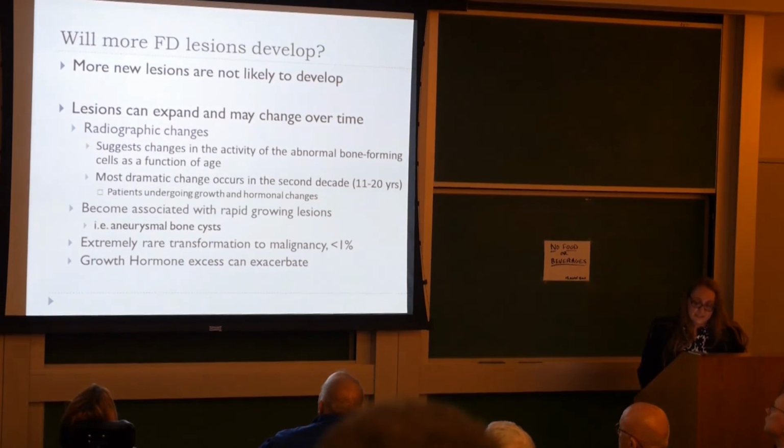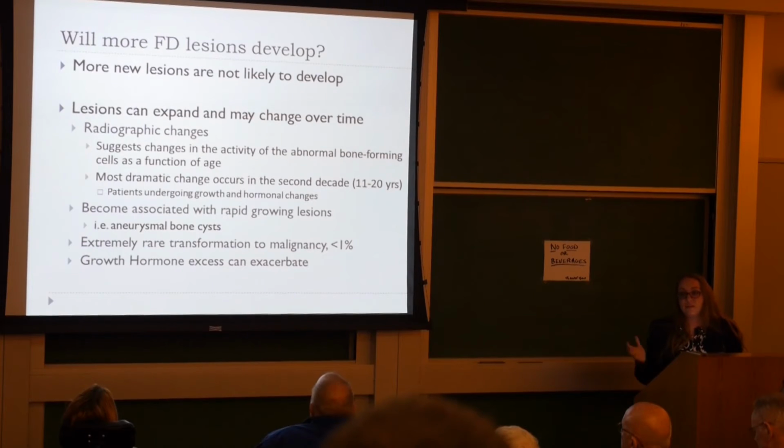So will more lesions develop? Like I said, more lesions are not likely to develop. But lesions can change over time, as we said. So this suggests a change in the activity of the bone cells as they function over time. And the most dramatic changes typically can occur around the 2nd decade, and the reason why we think this occurs is because of puberty and hormonal changes.